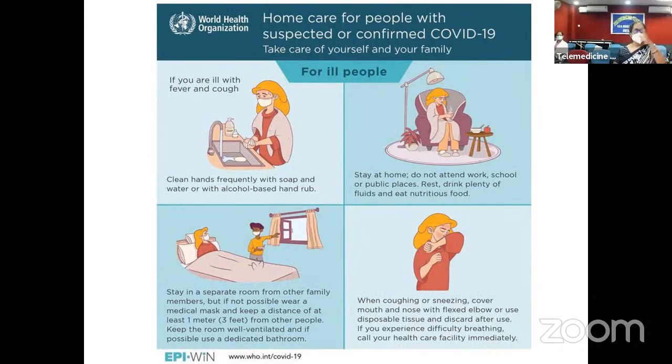To summarize, what ill people should do: if you are ill with fever and cough, clean hands frequently with soap and water or with alcohol-based hand rub. Stay at home, don't attend work, school or public places. Rest, drink plenty of fluids, eat nutritious food, and stay in a separate room from other family members. If that is not possible, wear a medical mask and keep a distance of at least 1 meter from other people.